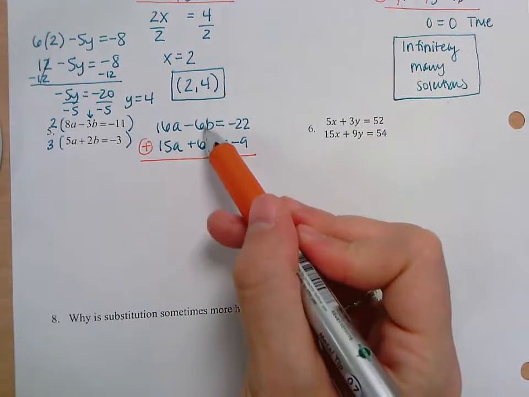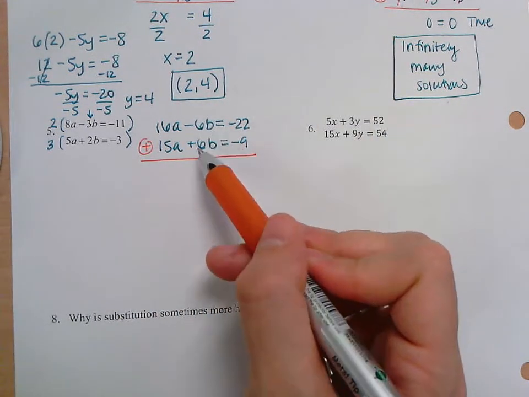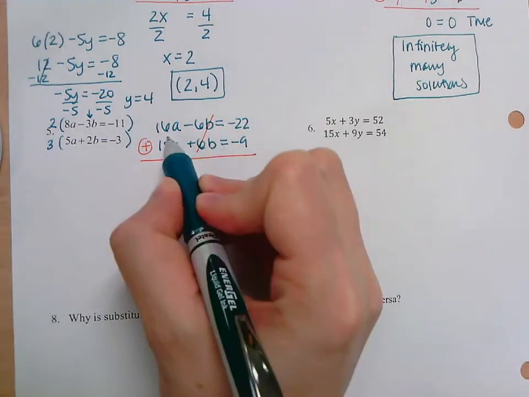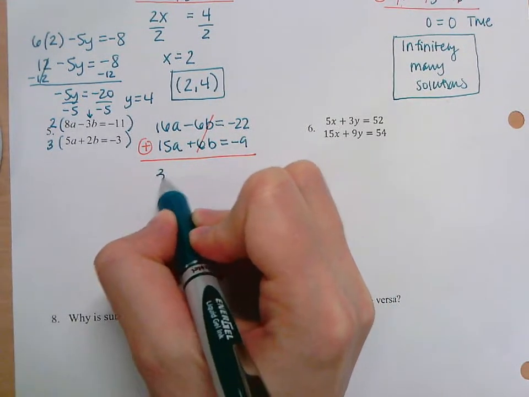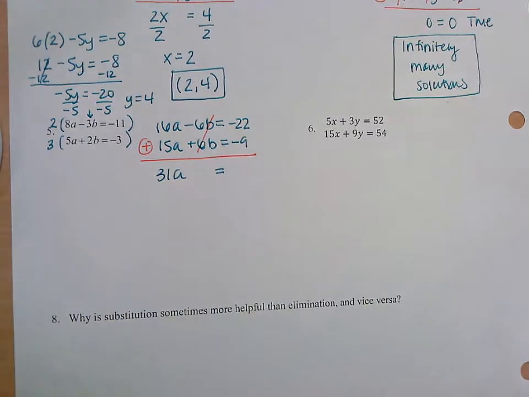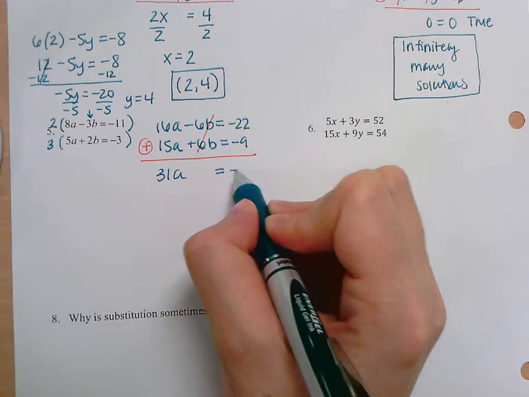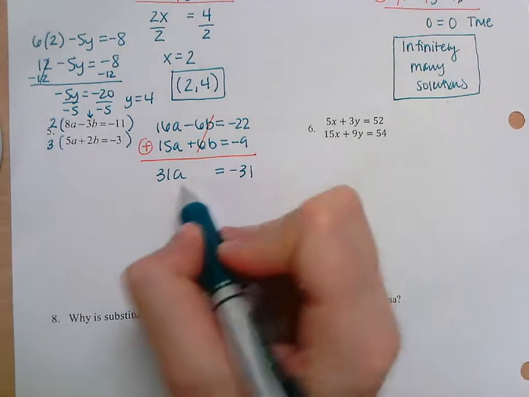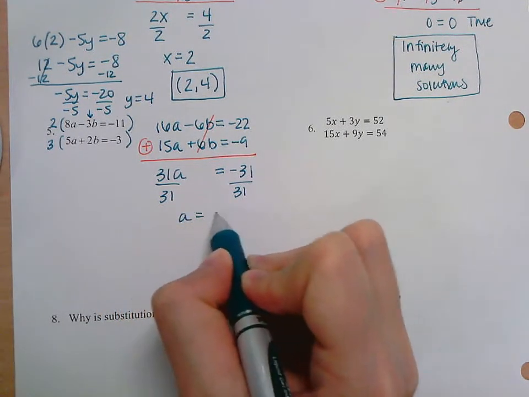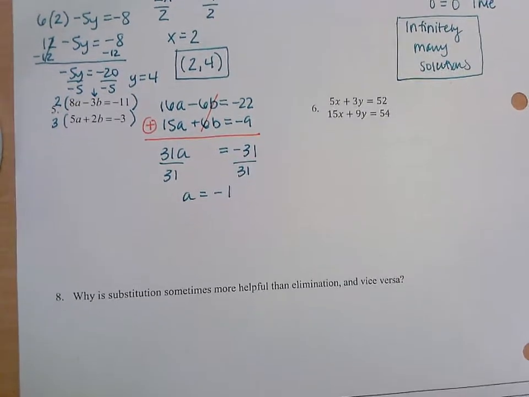And then my b's are opposites, negative 6b, positive 6b. So by adding them together, they're eliminated. And I can add everything else. So 16a and 15a would be 31a equals, and then negative 22 and negative 9 is negative 31. So divide by 31, and a is negative 1.